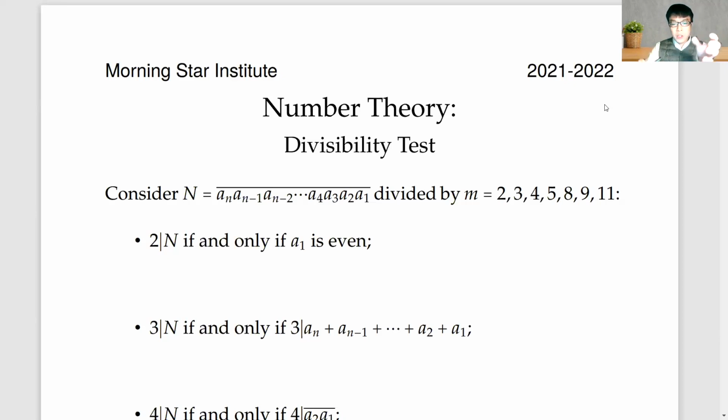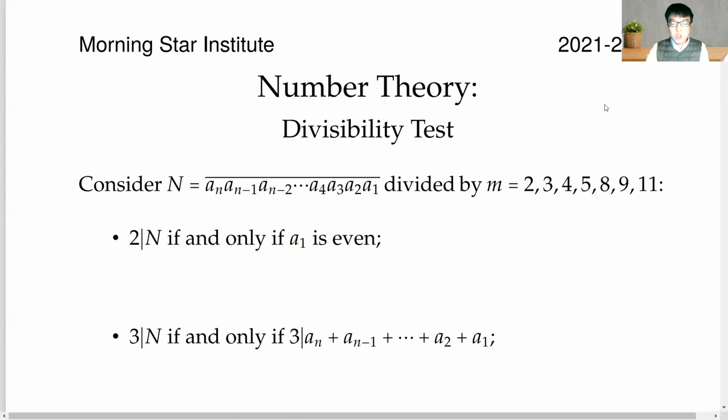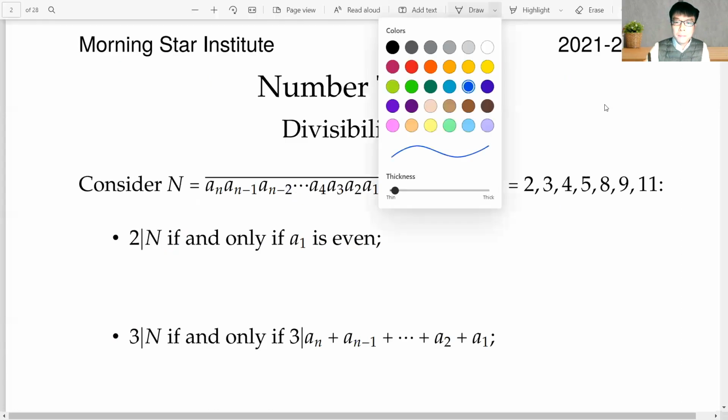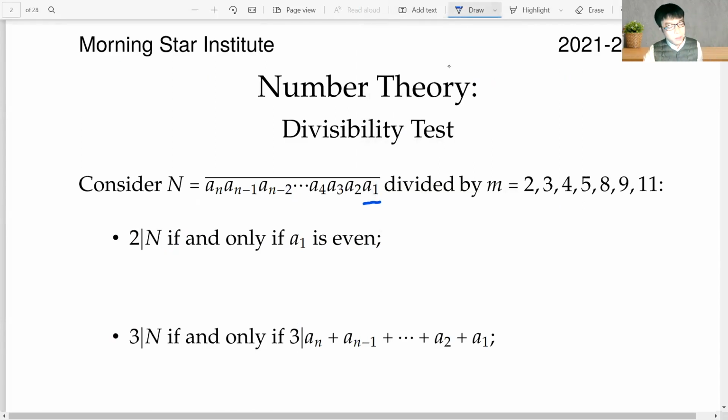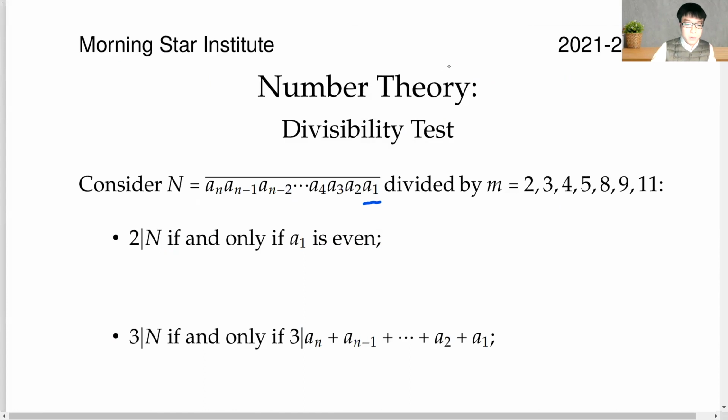Basically, if N is divisible by 2, how to describe that? First, if N is divisible by 2, basically it means it's an even number. It's easy to tell. We just look at the last digit. If the last digit is even, the original number is even. For example, 2021, the last digit is not even, so this is not divisible by 2. But 2022, the last digit is 2, so this number is divisible by 2. That's the divisibility test for 2, very easy.